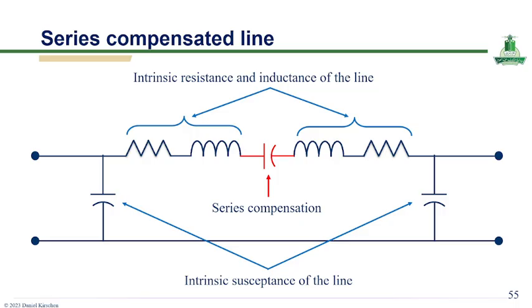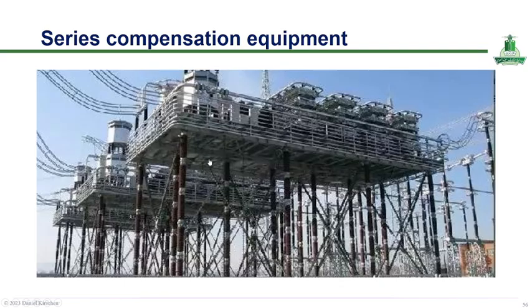In series compensation, capacitors are inserted in series with the transmission lines to offset part of the line inductive reactance. This reduces the effective reactance of the line, increases the maximum transferable power, and improves transient stability. As a result, generators can maintain synchronism more easily after disturbance, while the transmission system operates more efficiently with enhanced power transfer capability.